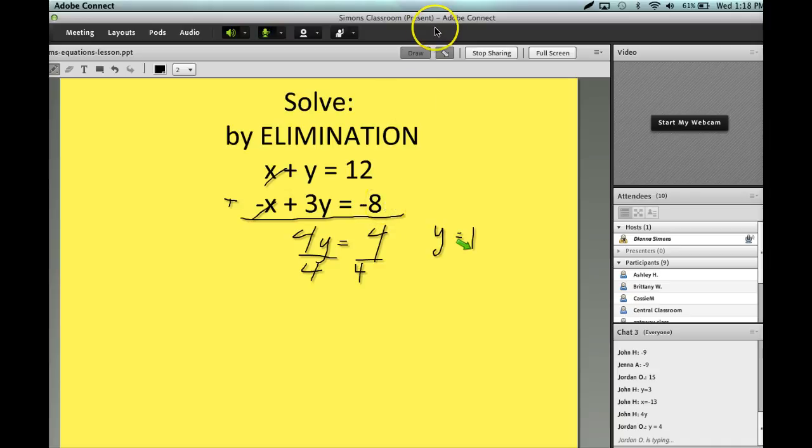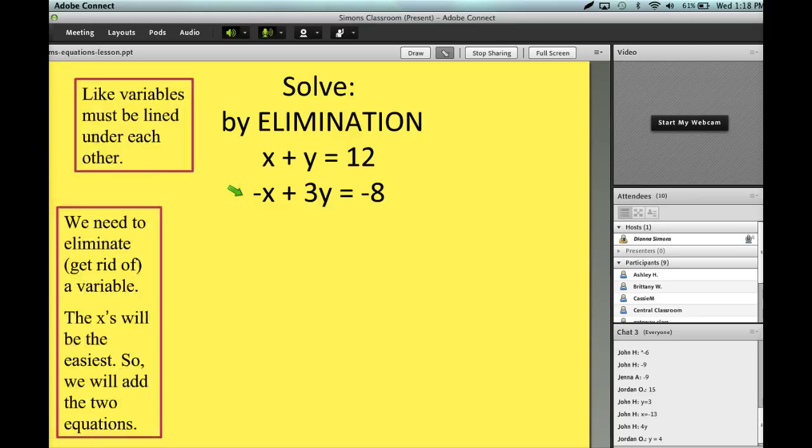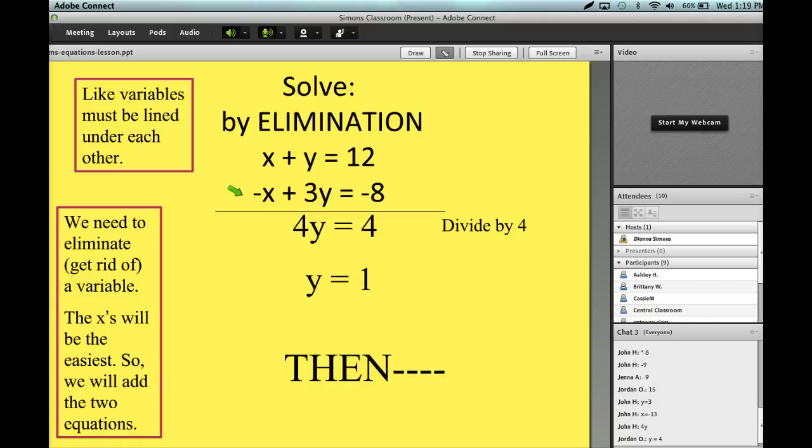I can take that 1 and I can put it either in the top one or the bottom one. It doesn't matter which. Okay, so we're going to line everything up. I already did this, but we're going to eliminate or get rid of the variable. In this particular case, we want the x's to be gone. Divide by 4. So y is 1.